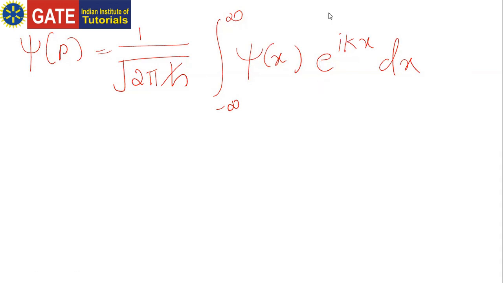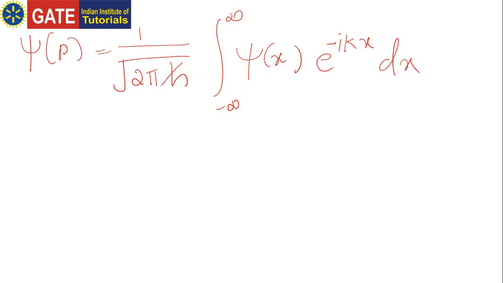This is Fourier transform. Okay, sorry. Yes, this is Fourier transformation. We are going to transform psi of x to psi of p. Psi of p equal to 1 by under root 2 pi h cross, integral minus infinity to infinity, psi of x e power minus I kx dx.